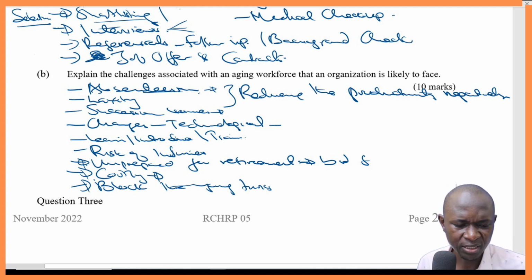So those are some of the things we can work with. You can see these are many points. Just pick any five and we'll be good to go.